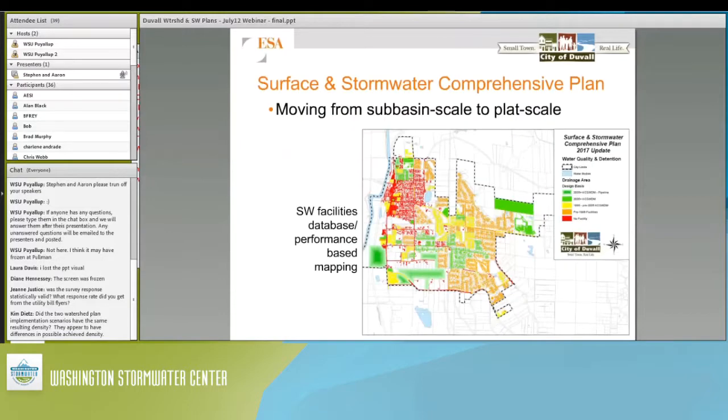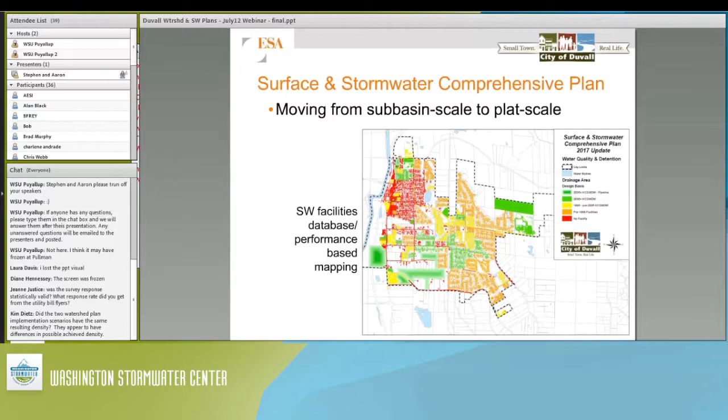And then my final couple slides highlight the efforts underway right now, looking at surface and stormwater and updating the city's comprehensive plan and implementing retrofit projects. So this is an additional downscaling of this landscape scale assessment to understand and prioritize different areas with a stormwater management perspective differently.